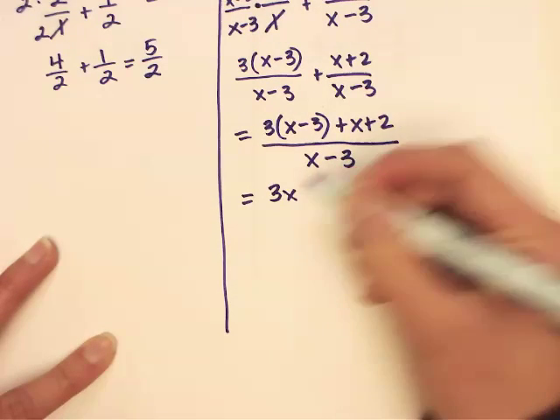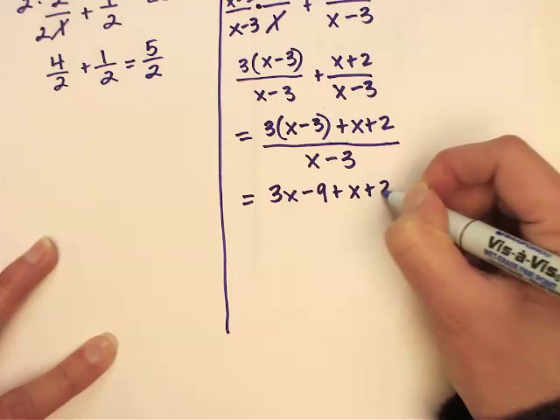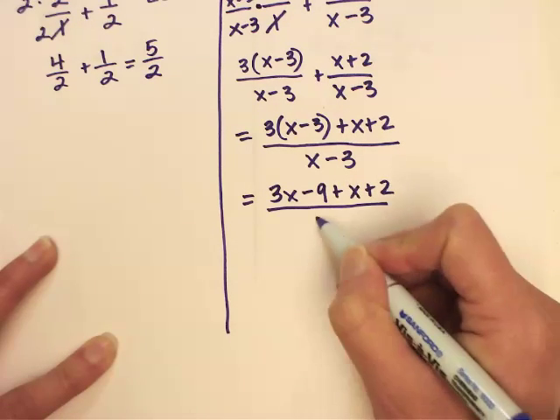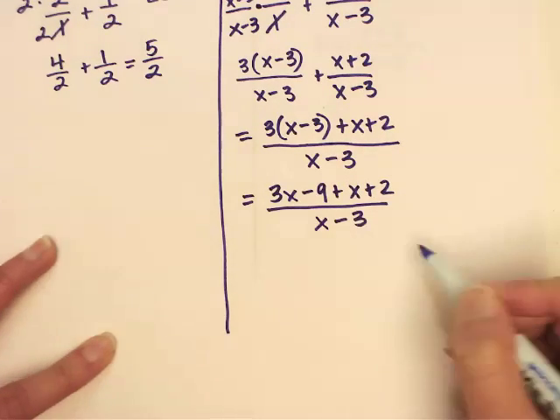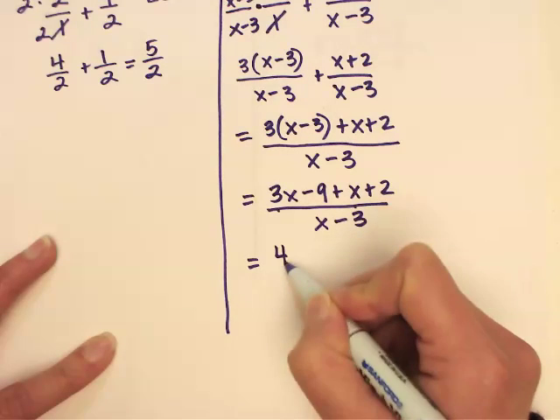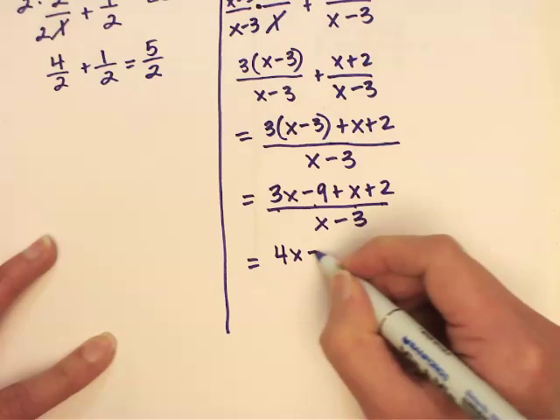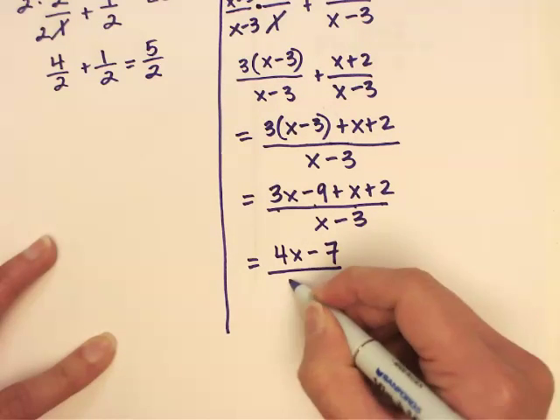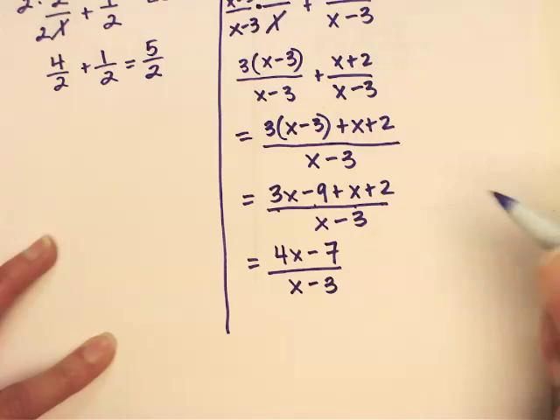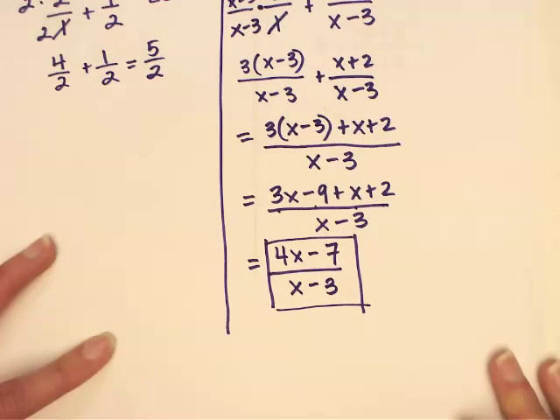And so distributing, we get 3x minus 9 plus x plus 2 over x minus 3. And simplifying even more, 3x plus x gives you 4x, minus 9 plus 2 gives you a negative 7, and that's all over x minus 3. And we have our final answer. Okay.